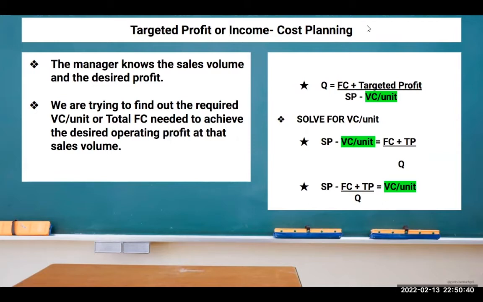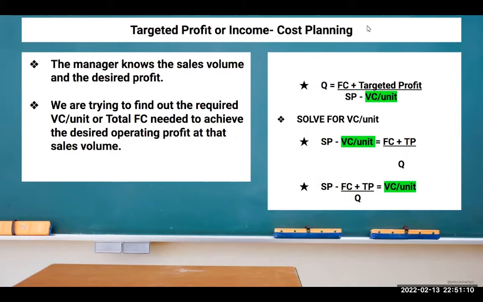So I have here quantity is equal to fixed cost plus targeted profit divided by selling price minus variable cost per unit. And if we remember from last class, the break even in units is equal to the fixed cost divided by the contribution margin per unit. But in this situation, what we want to figure out here is the variable cost per unit.